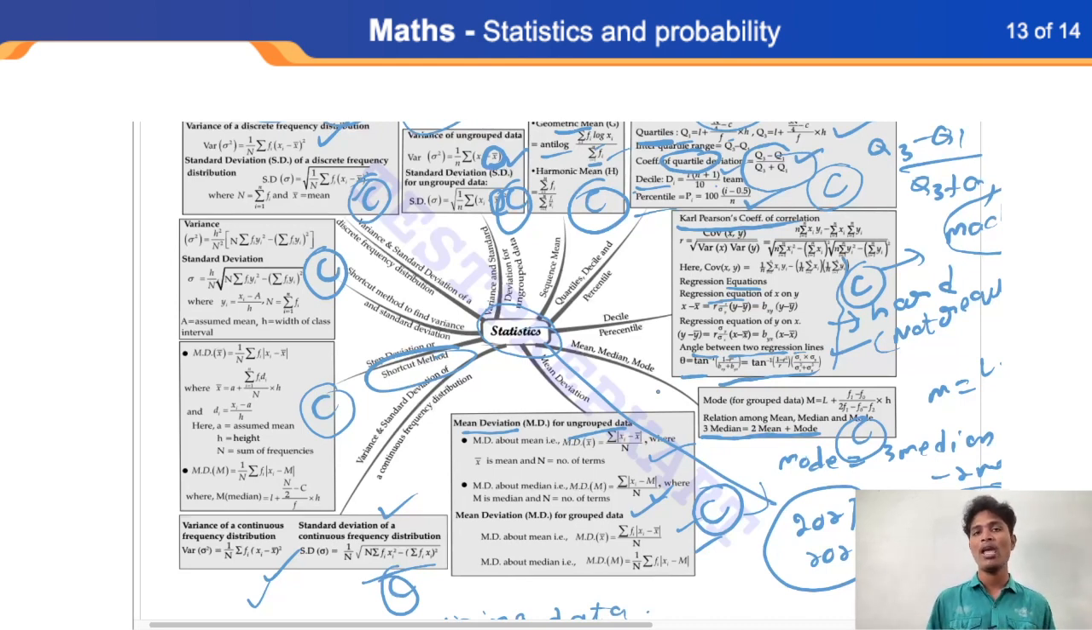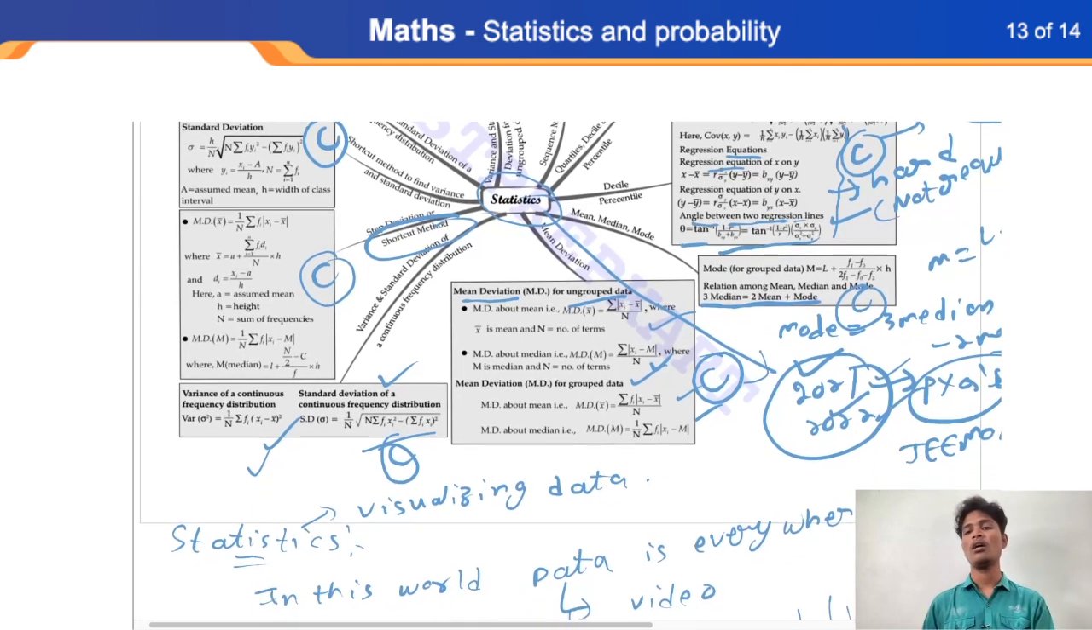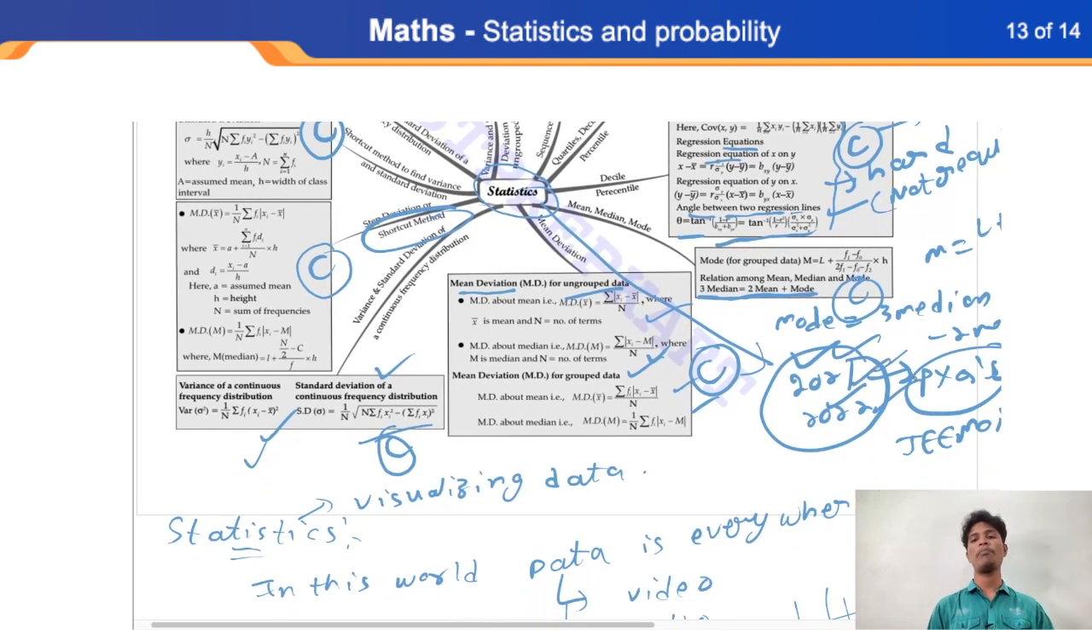It is very important. And also practice the PYQs of 2021 and 2022 for the statistics chapter. The JEE Mains PYQs are available in the JEE Mains books, and you can download the resources on the Test Prep Kart website.